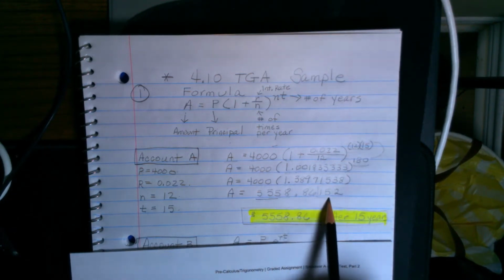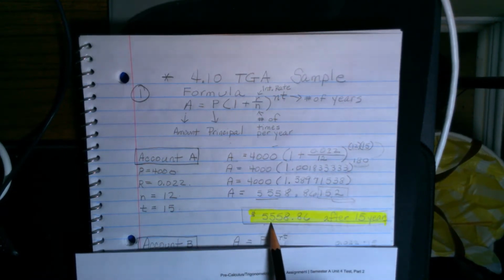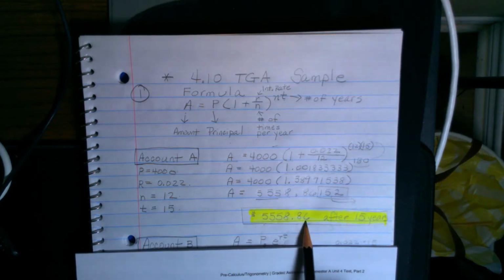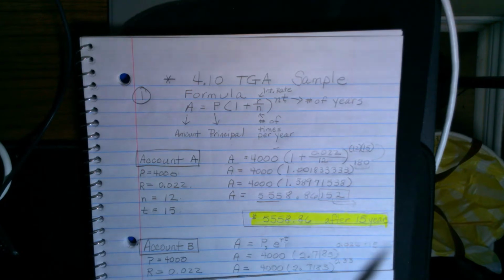Then you can multiply that times 4,000, and we get $5,558.86. You have to drop off everything that's not a whole penny. We don't round up with money. So it's $5,558.86 after 15 years. That's for account A.